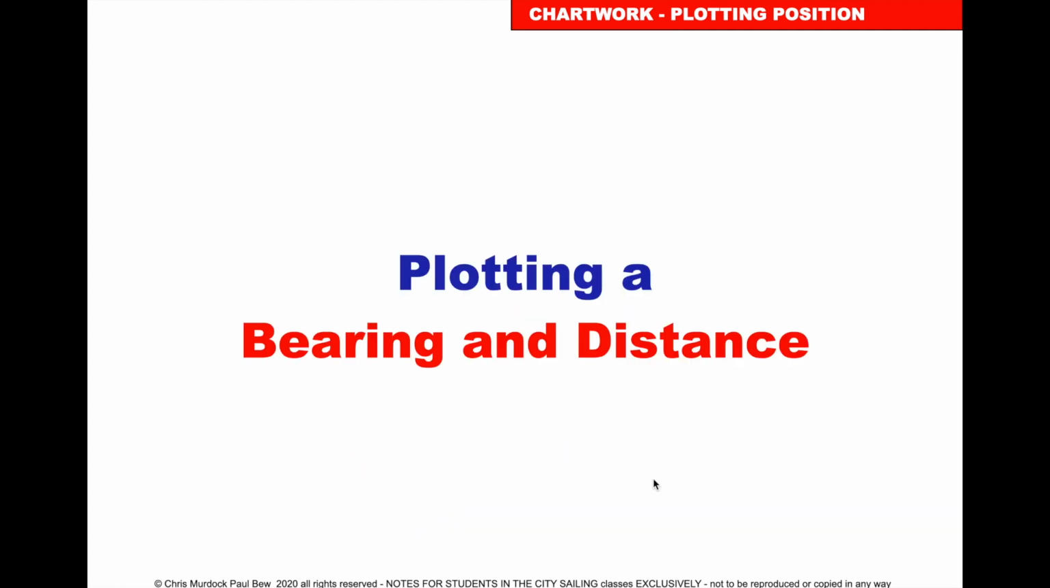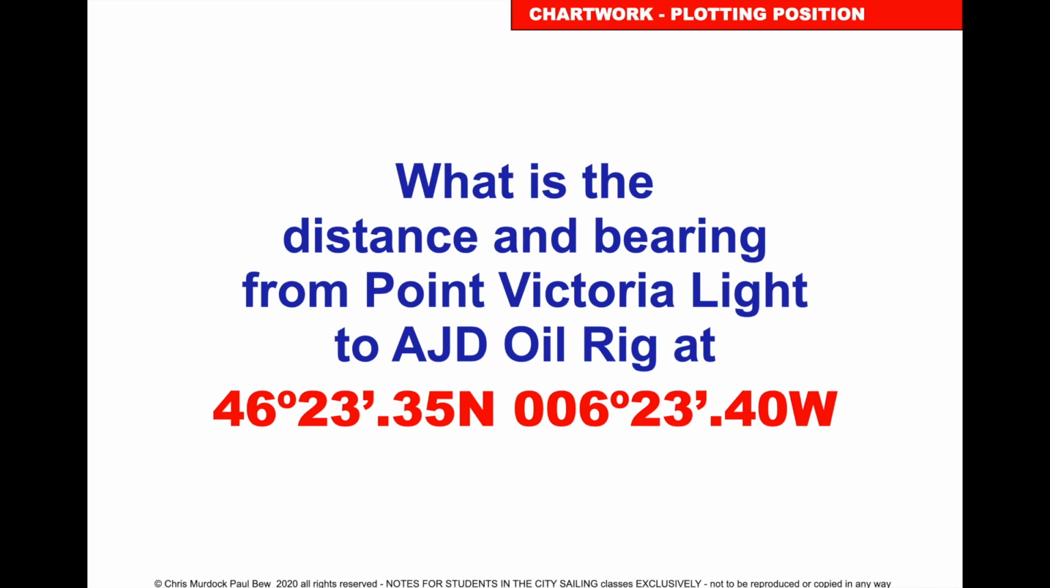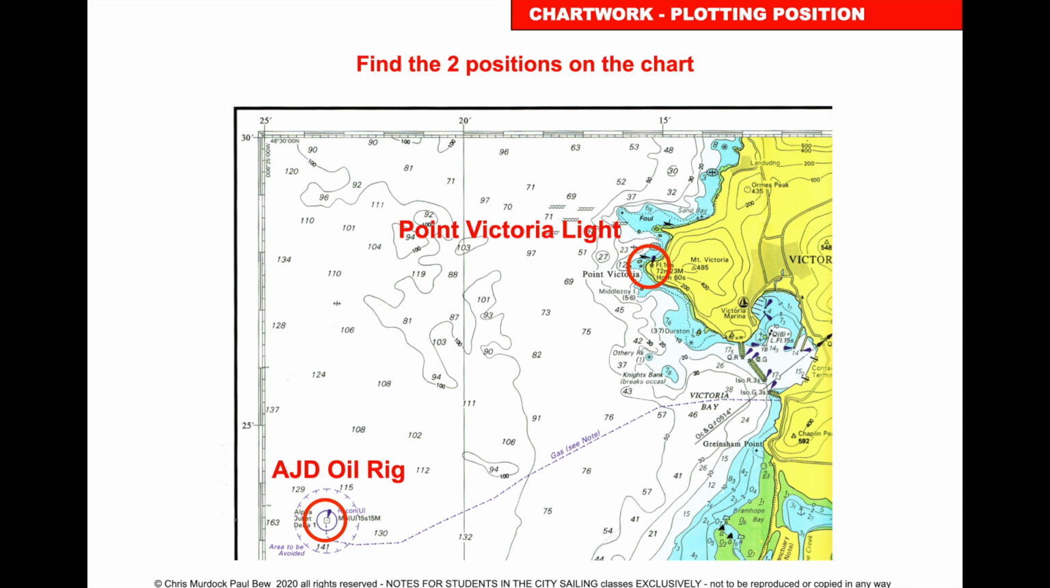Well, this is just the opposite way round of what we've just done. So we need to work out an angle between 2 points and how far it is. It's easiest explained in an example. So we're going to measure the distance and bearing from Point Victoria Light to the oil rig that we've just looked at. So here we go on the chart, easier to see. Point Victoria Light, it's in the middle of the star, and the oil rig, the position of it is the dot in the middle. So we need to measure the distance and the angle between the two. So it's from the light towards the oil rig.